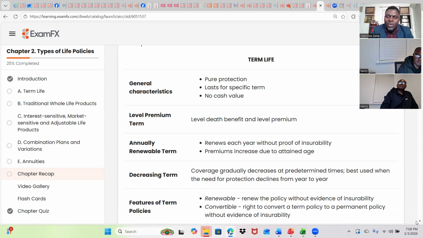In the marketplace, you'll also see policies such as annually renewable term. And every time you see the word term, just take out cash. As it regards the exam, just know that term doesn't accumulate cash. They will ask you questions about cash buildup, but once you see term in that policy, just know that there is no cash accumulation.